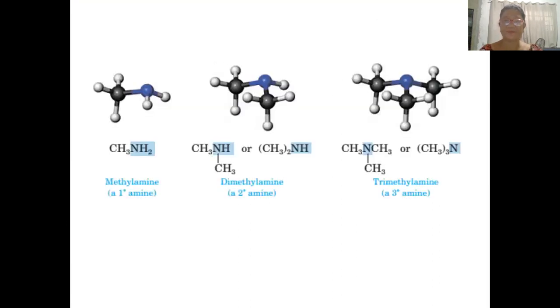Okay. So this is a primary amine. Primary, right? One CH3. This is a secondary amine. This is a tertiary amine, with three CH3.